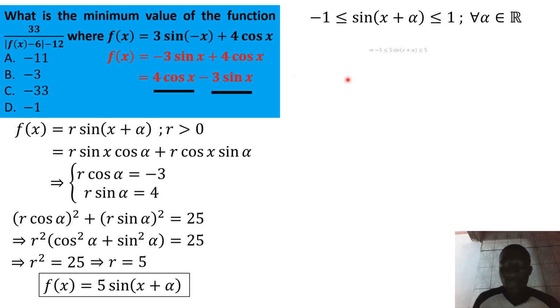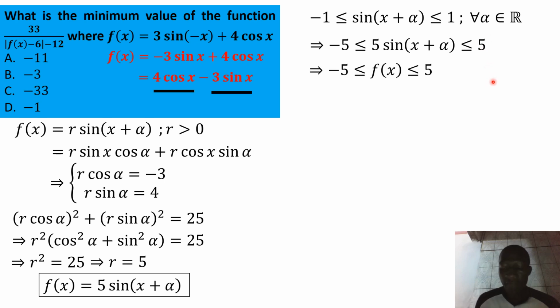All right, so let's multiply all through by 5. We know 5 is positive, so the inequality signs remain unchanged. So -1 times 5 gives us -5, sine(x plus alpha) times 5 gives us 5 sine(x plus alpha), and 1 times 5 gives us 5. Now we are going to replace the middle term with f of x, because we have written f of x in the form f of x is equivalent to 5 sine(x plus alpha).